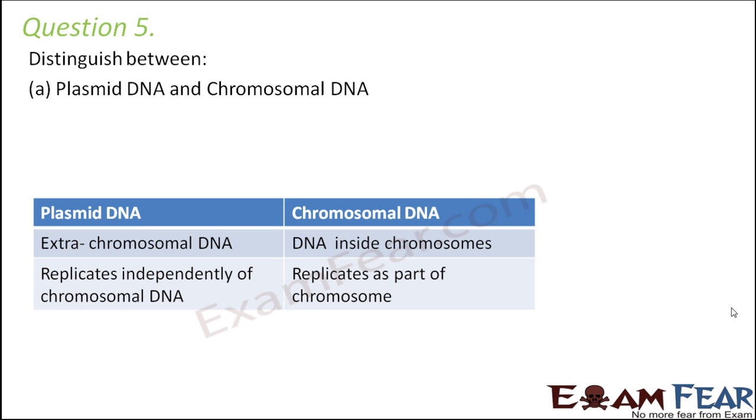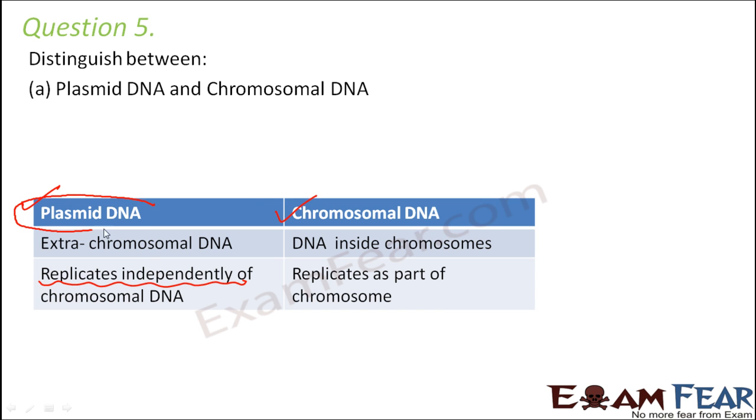Question number 5. Distinguish between plasmid DNA and chromosomal DNA. When you talk about a plasmid DNA, it is a circular DNA which replicates independently. That is the most important property of plasmid DNA. Whereas chromosomal DNA is present as a part of chromosome, so it will replicate as a part of chromosome. So plasmid DNA is extrachromosomal DNA, that is, it is present outside the chromosome, but chromosomal DNA is present inside the chromosome.